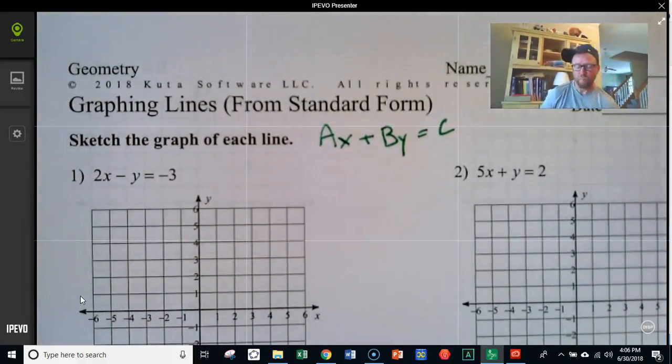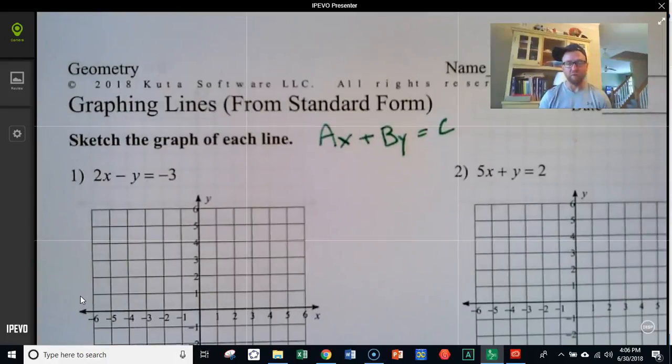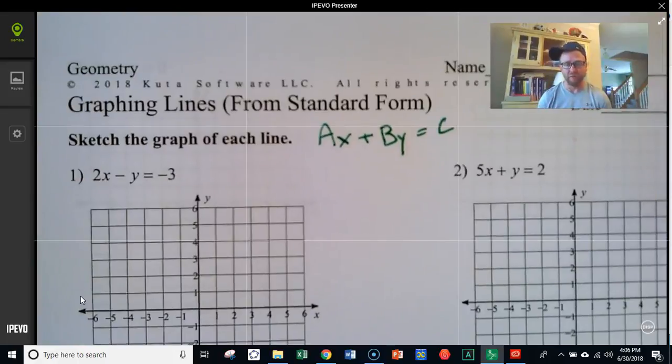So the x and the y are on the same side. So the whole slope-intercept thing, where you can easily identify the y-intercept and the slope, doesn't work here. There are two different methods that I would use to do this type of problem. You could use whichever one you want, or you might learn to use both of them depending on the situation.